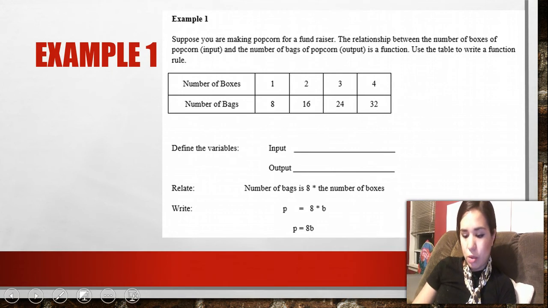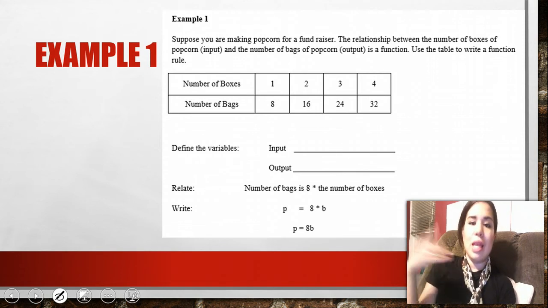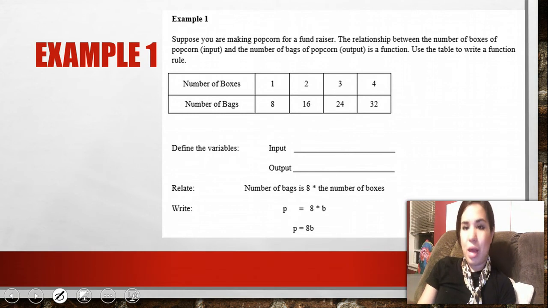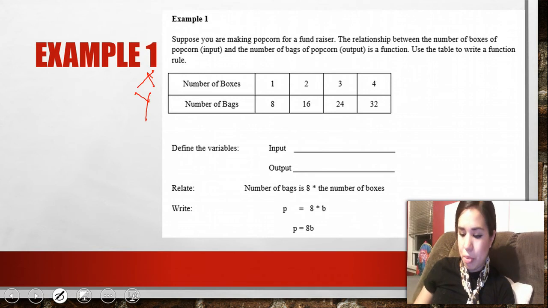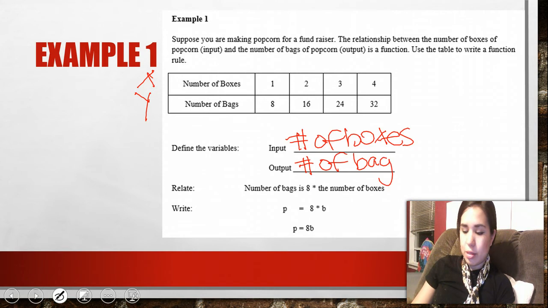So the first thing that we're going to do is find out what's happening. Now the input is what I'm putting into the equation that ends up changing the result. In this case the result is the bags of popcorn that I'm ending up with. So this is my x and this is my y. Our input is the number of boxes and the output is the number of bags.